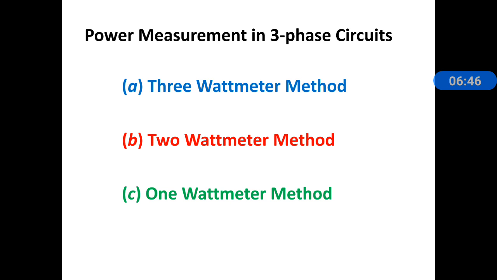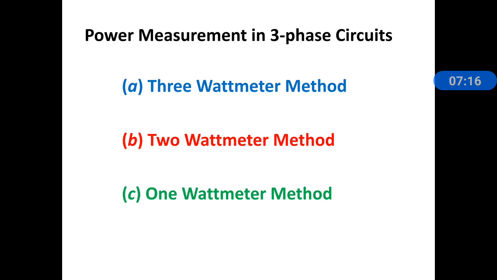So first we are going to discuss the 3 wattmeter method, later we are going to discuss the 2 wattmeter method, and finally we are discussing the 1 wattmeter method. While discussing these three power measurement methods, we have to remember the balanced condition and the unbalanced condition, whether the selected method measures correctly under both conditions.